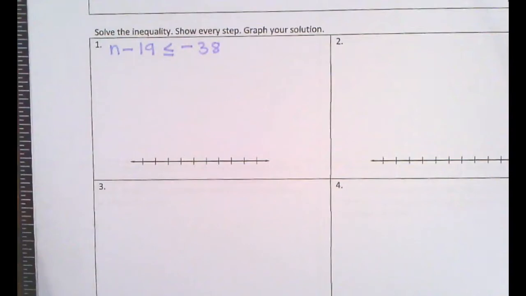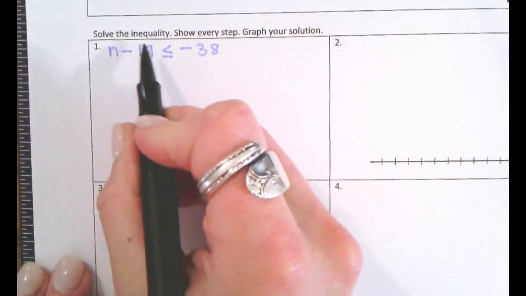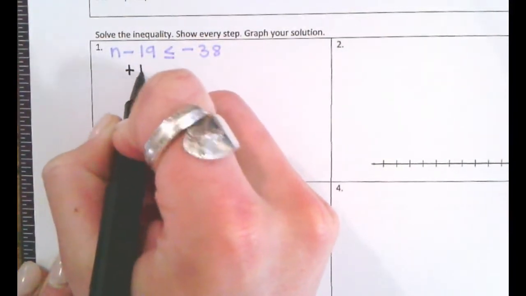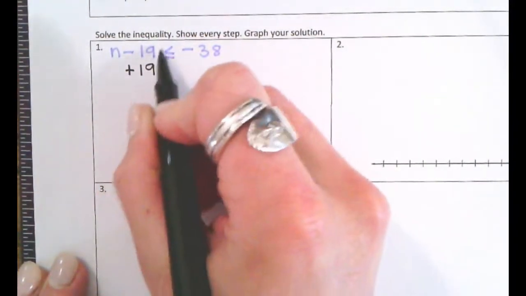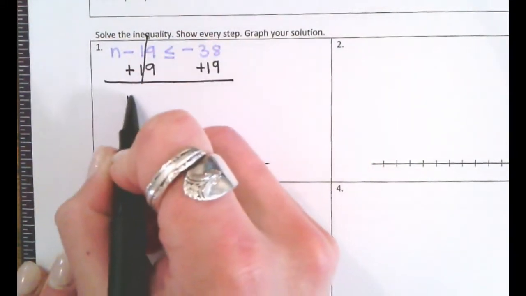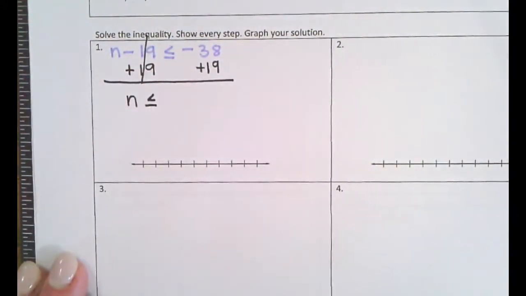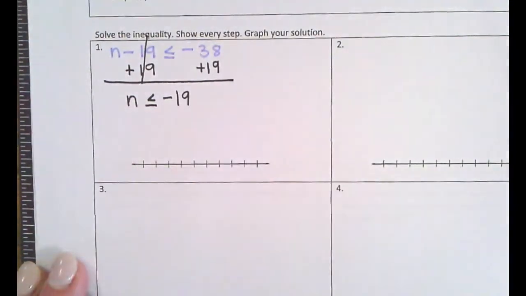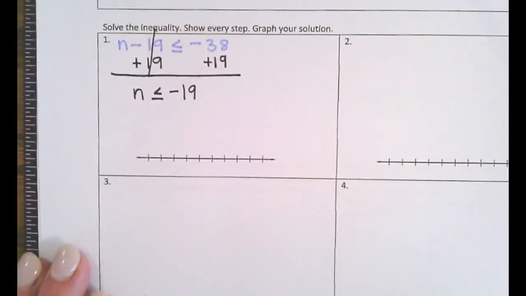Now this is very similar, like I said in the beginning, to solving equations, except we have inequality signs instead of the equal sign. So our inverse operations follow the same. Since 19 is subtracted from n, we are going to move 19 to the other side of the inequality by adding 19. This will get n by itself, and negative 38 plus 19 is negative 19. And we have the answer that n is less than or equal to negative 19.